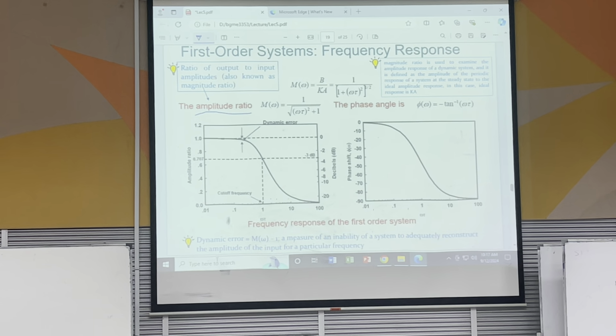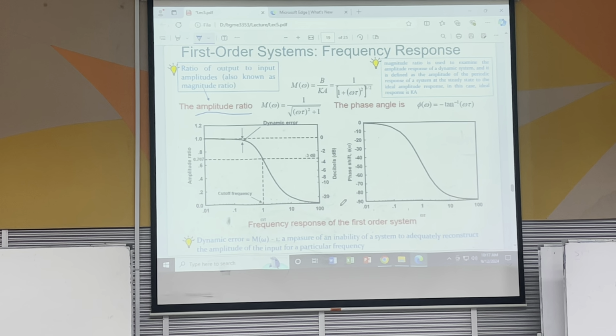Okay, so dynamic error. Dynamic error has a very simple definition. Basically, it is your amplitude ratio minus 1. This is actually a measure of your system's inability to reconstruct the amplitude, right? So what kind of question can come up from here?